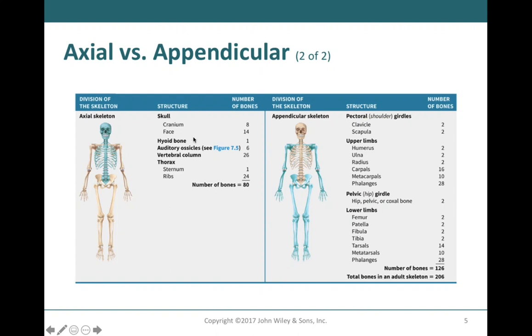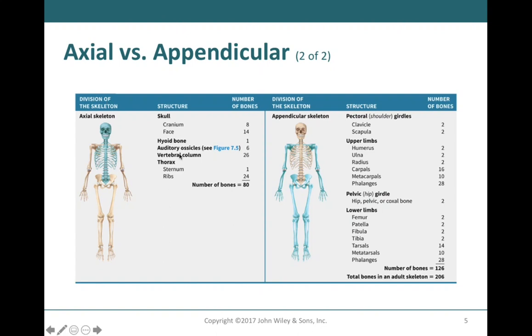And one of the other things I wanted to use this slide to show you is that we also have a special bone known as the hyoid bone that can be found within this axial skeleton. This hyoid bone is the one free-floating bone in the body, and it can be found in the upper throat. When I say that this bone is free-floating, that means it does not articulate with any other bones. So the hyoid bone is a very special bone.